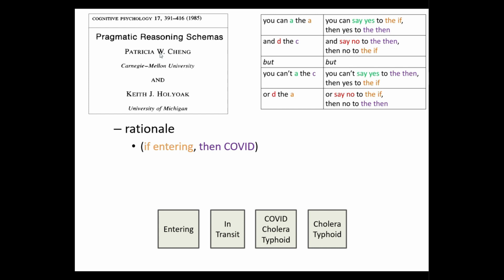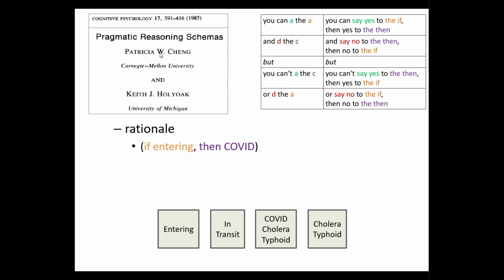Now, what I just gave you were the instructions for the no rationale condition. I did not specifically tell you why you were checking the if entering then COVID relation. Around 60% of participants choose the two correct cards in this no rationale condition. The correct cards being the ones on the far left, A, and the far right, D.